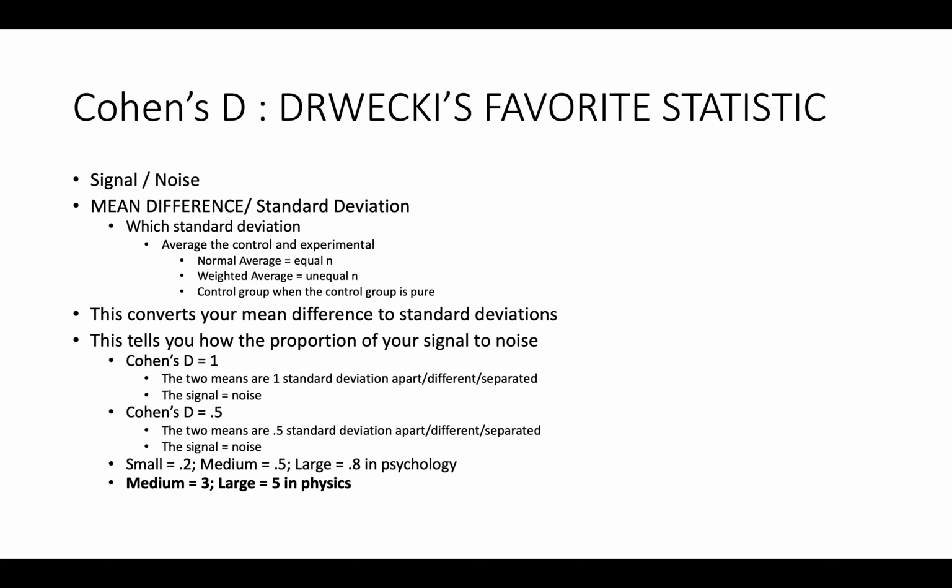Let's do another example. Cohen's d equals 0.5. Right? This is your proportion of your signal to your noise. So if you understand proportions, you know that your signal is half the size of your noise. I do not know why they say equal there. It should say equal to... Your signal is half the size of your noise.